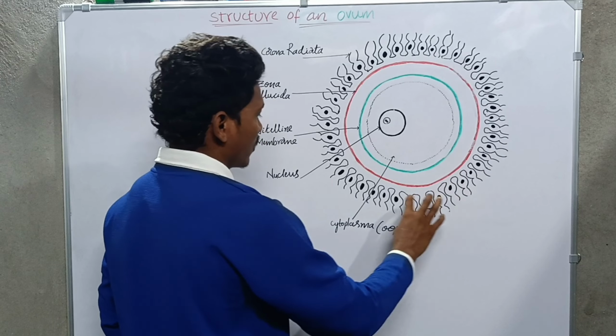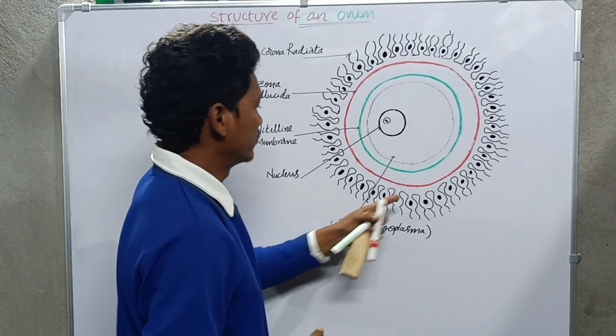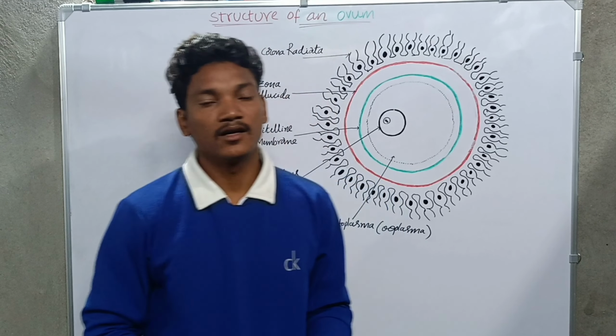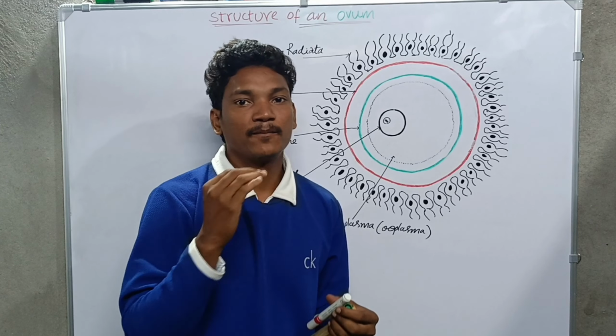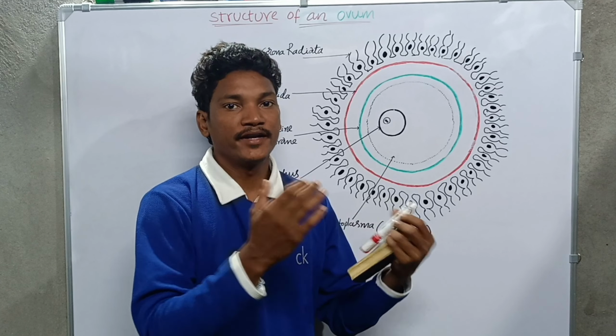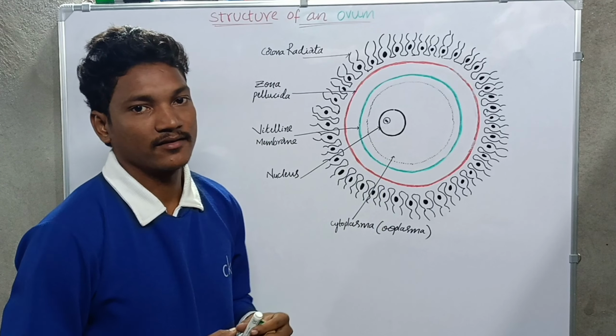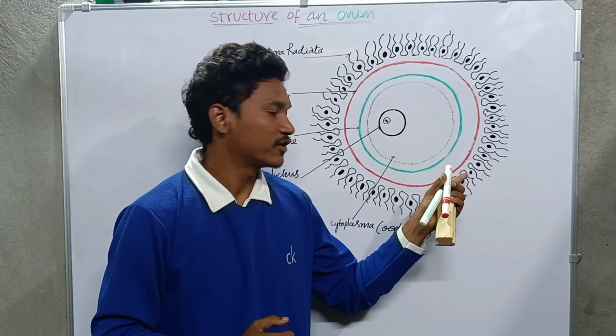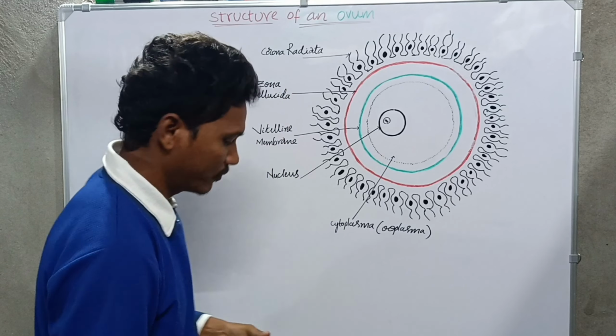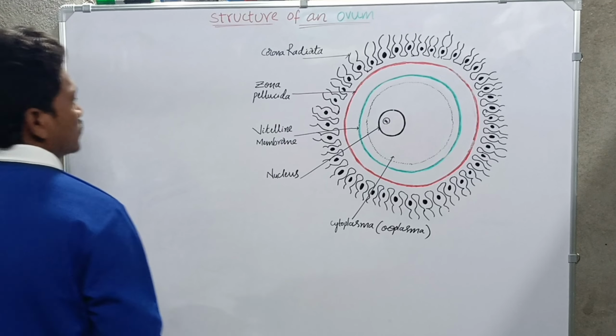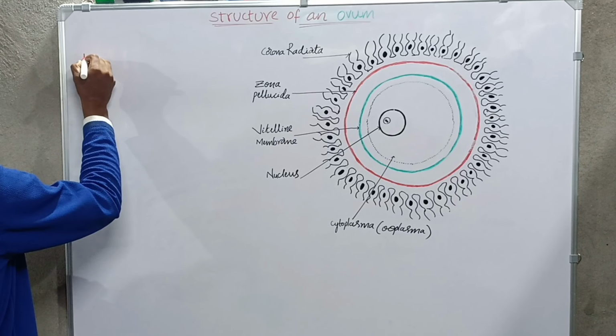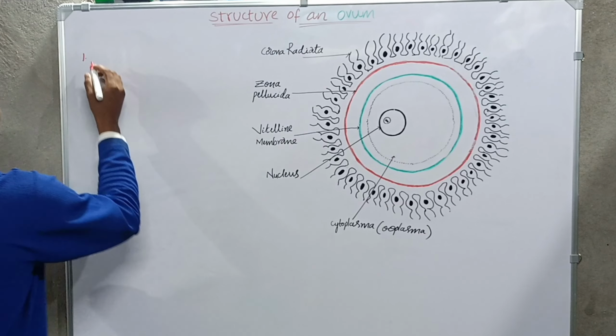What is the function of corona radiata? So this function is to supply the vital proteins to the egg or cell. Vital proteins to the cell. Okay. Then see, first one is nucleus.